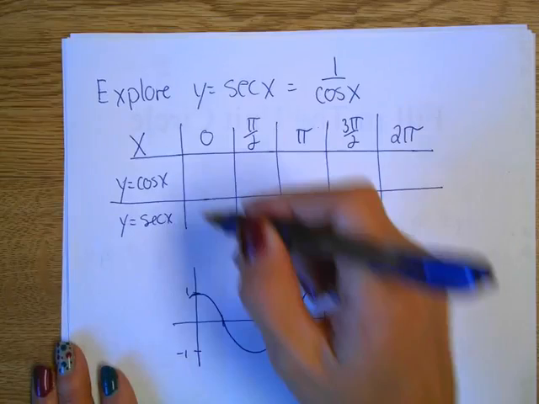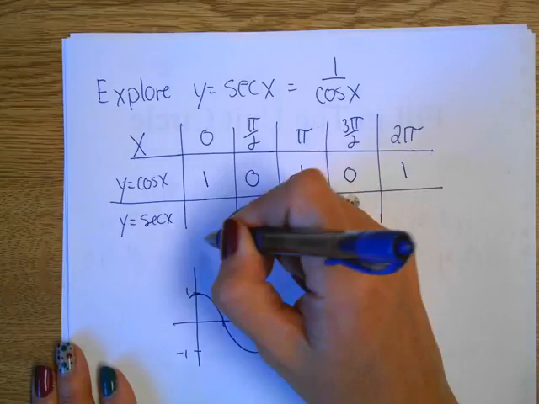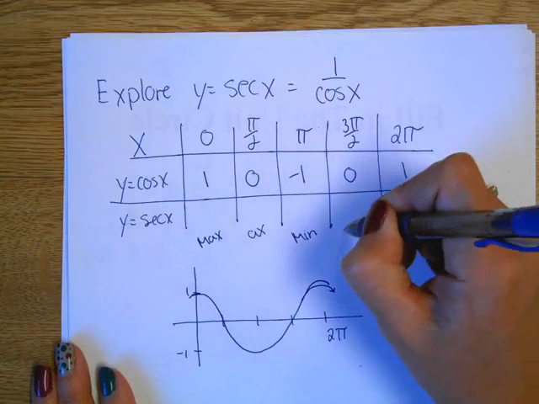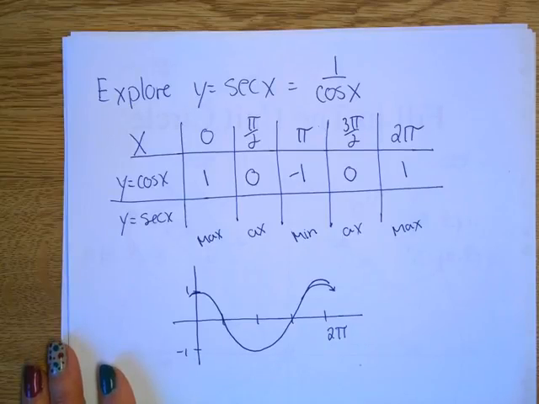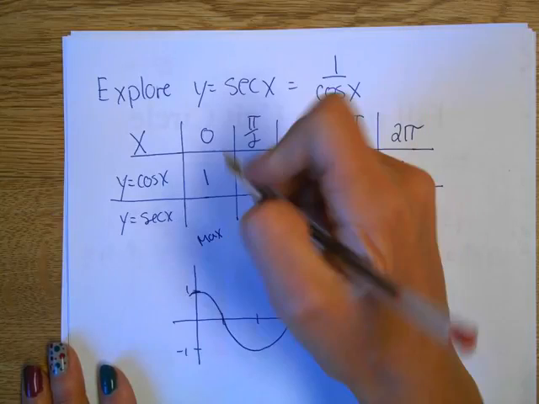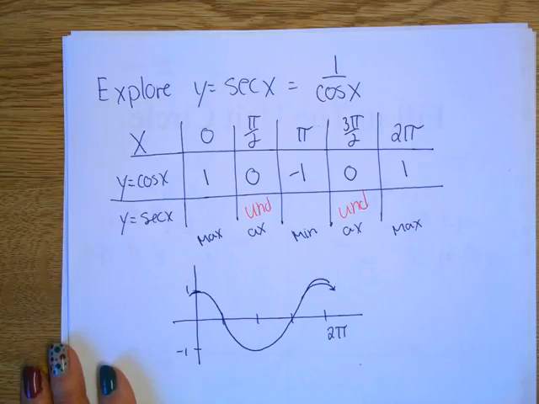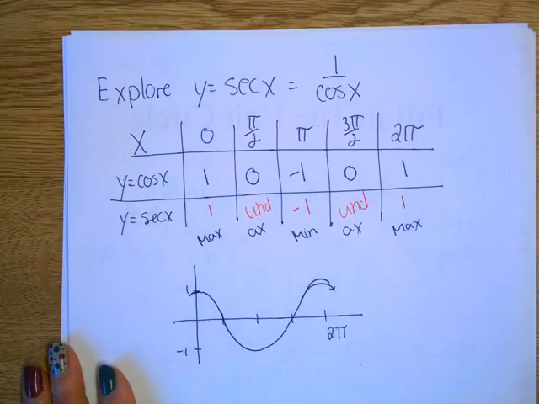Okay, so cosine's pattern is max, x, min, x, max. And then flip all of those over to get the secant values. So all the axes would be undefined. Scribble that in there: undefined, undefined. And then we got a solid 1 for the first one. So they share a point at the max and the mins. We got a negative 1, and then we got a 1.